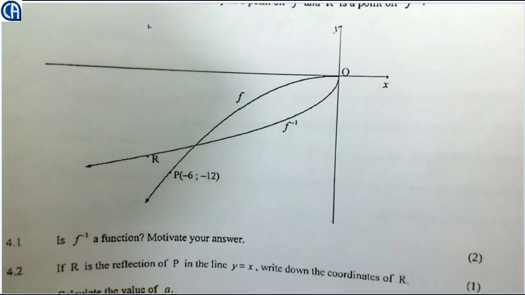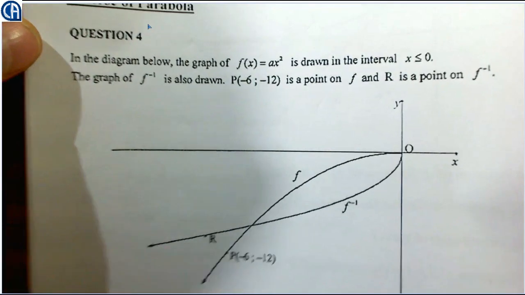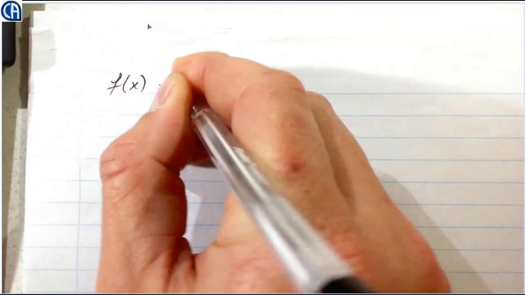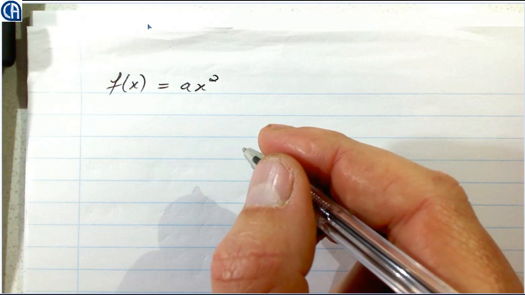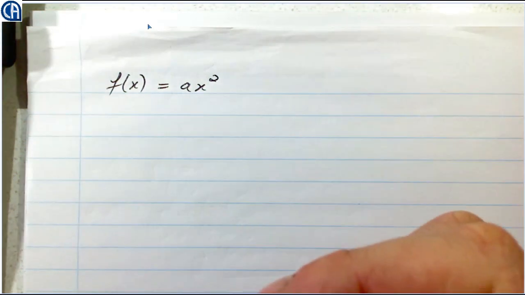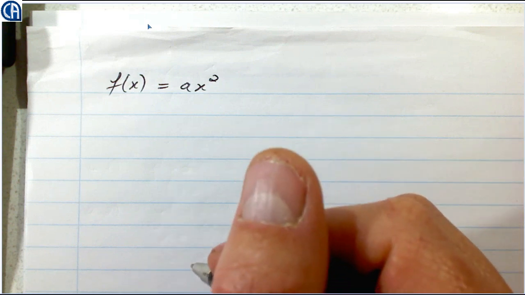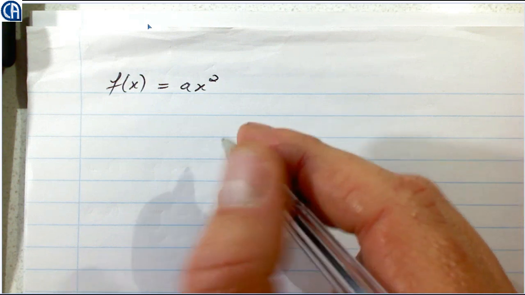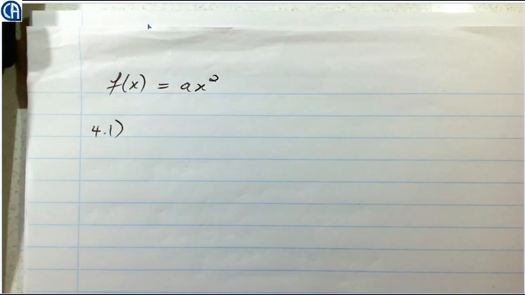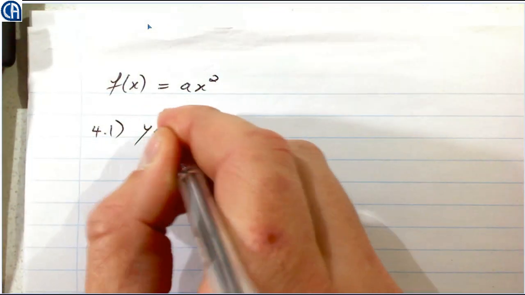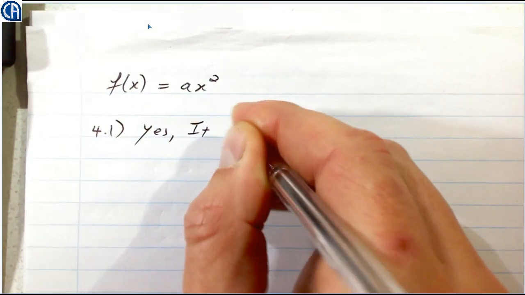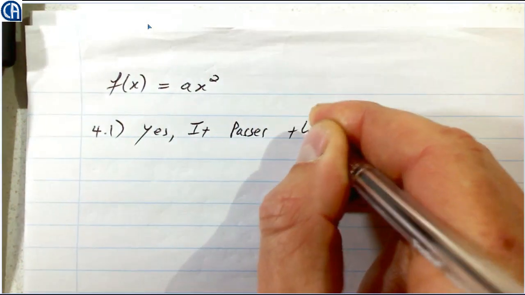Right, so I'm looking at this question down here. Alright, in the diagram below, f of x equals ax squared, which is a parabola, which turns at the origin, drawn in the interval x is smaller than 0. The graph of the inverse is also drawn. Okay, so for 1, it says, is the inverse a function? And the answer would be yes. It passes the vertical line test.